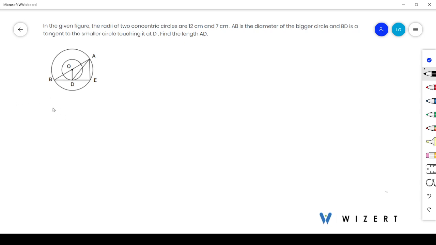Here, suppose OB is the radius of the bigger circle, which is given as 12 cm, and OD is the radius of the smaller circle, which is given as 7 cm.